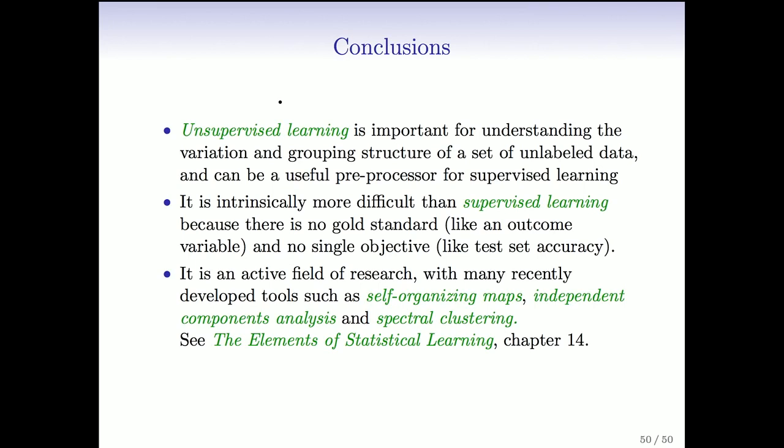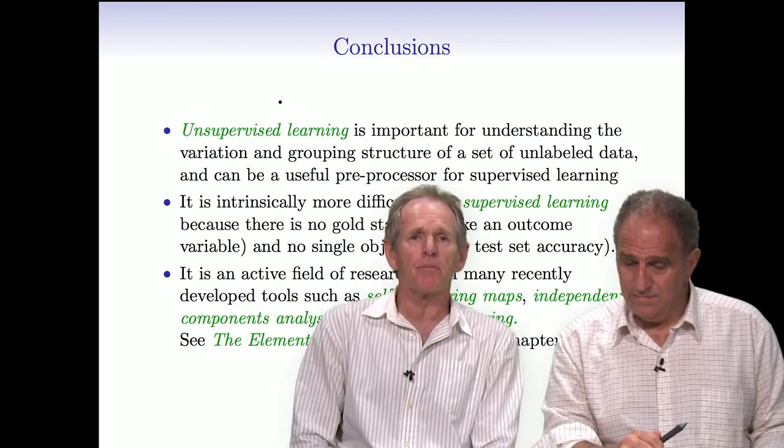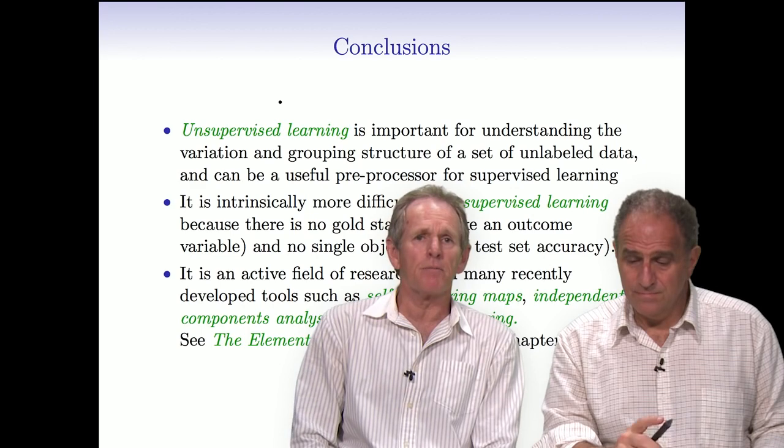And we also saw that the problem is intrinsically harder than supervised learning because there's no label, there's no gold standard. So you can't use prediction error to figure out how well we're doing. We've just shown you 2 techniques in these presentations, principal components and clustering. And those are part of a big tool bag of lots of other techniques. Some of them are listed here, like self-organizing maps, independent component analysis, spectral clustering, and many more. Many more of these are covered in our book, Elements of Statistical Learning, in Chapter 14, and even beyond that, there are many others as well.